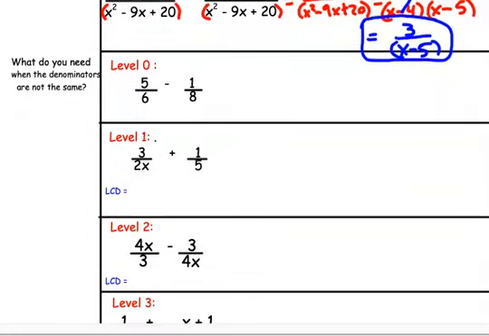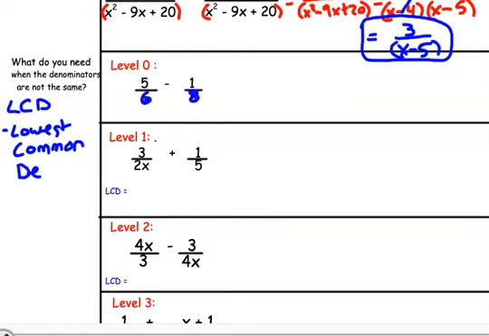We've looked at this with no variables before, and this is something that you've done in previous courses as well. When you look at a pair of fractions in a subtraction problem and the denominators are different, we have a 6 and we have an 8. Those are not the same thing. So what do you need when the denominators are not the same? You need an LCD, a lowest common denominator. You're looking to find the smallest thing that 6 and 8 both go into.